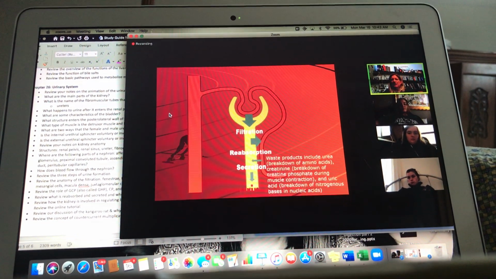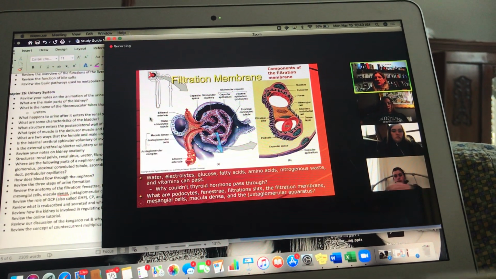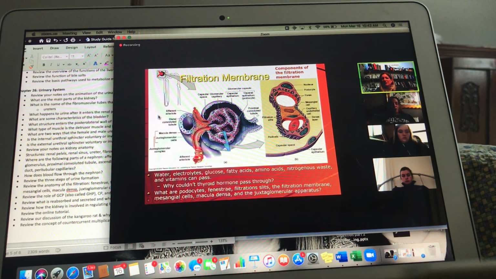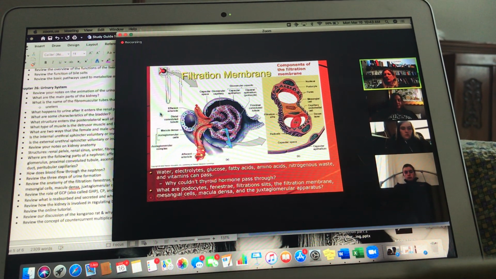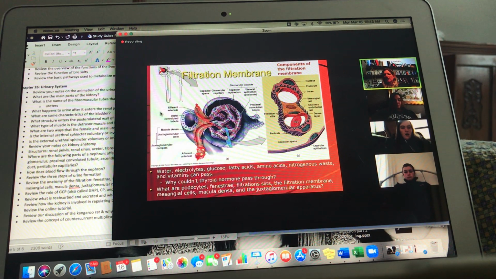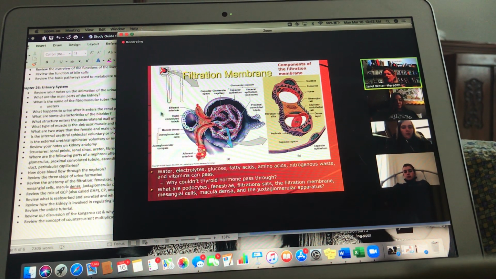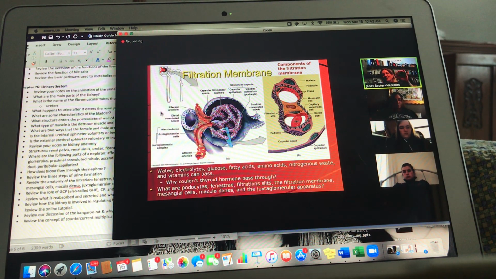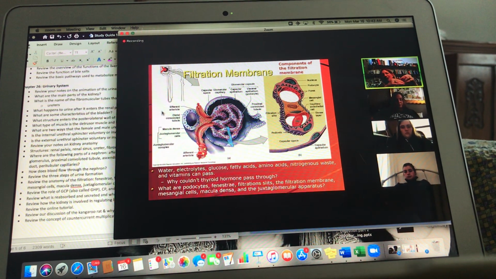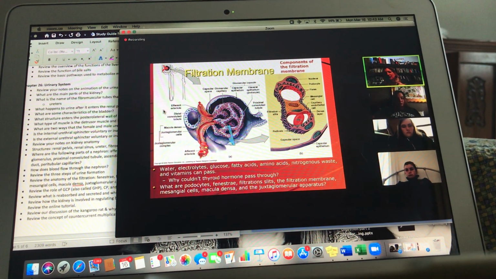We spent a lot of time, I think, talking about filtration. So do make sure that you understand the concept of the filtration membrane. When we look at the filtration membrane, we have to remember that there's two main things involved. There's blood vessels, not blood cells. There's blood cells within the blood vessel, and within the blood vessel, there's cells that line the wall of those blood vessels.